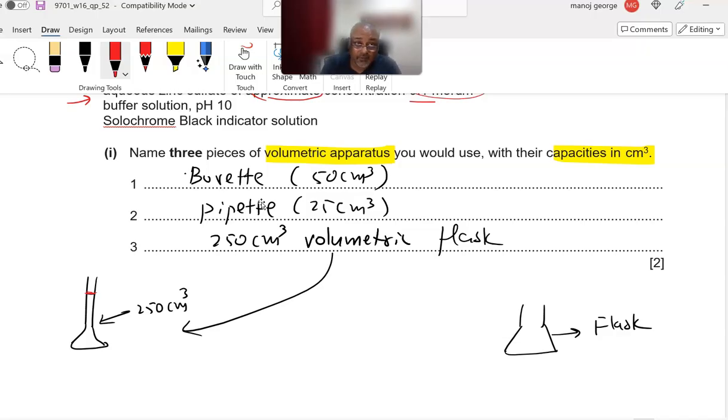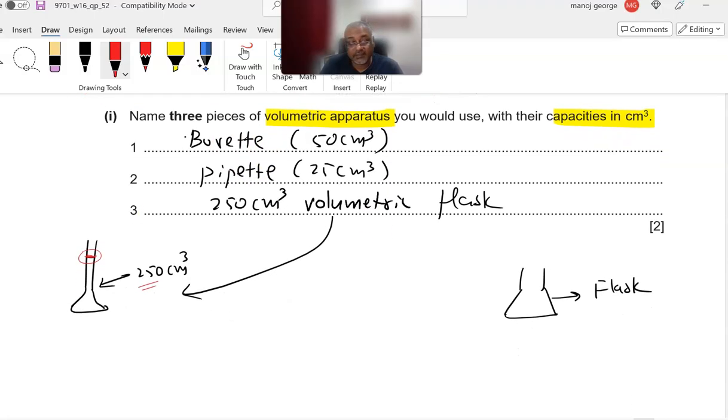Now, there's a difference between a volumetric flask and a normal conical flask. Remember, the volumetric flask has a long, narrow neck, and it's high precision glass, which can very accurately measure up to 250 cm cube of whatever solution you are making. Conical flasks and beakers don't give you accurate volume measurements, and they are just used for approximation. So these are the three things that you would want for your titration. Moving on to our next question.